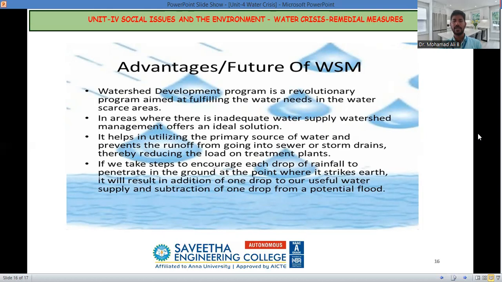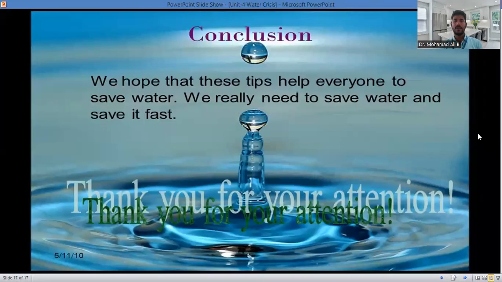If we take steps to encourage each drop of rainfall to penetrate the ground at the point where it strikes earth, it will result in the addition of one drop to our water supply and the subtraction of one drop from a potential flood. Finally, the conclusion. We hope that these tips help everyone to save water. We really need to save water and save it fast.